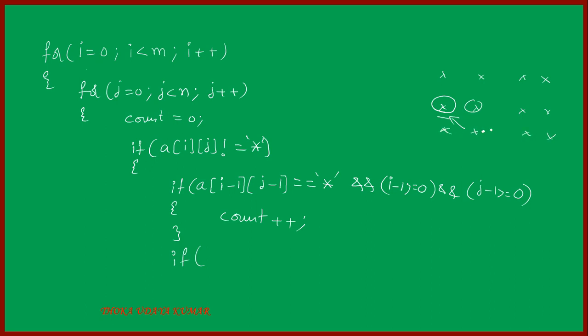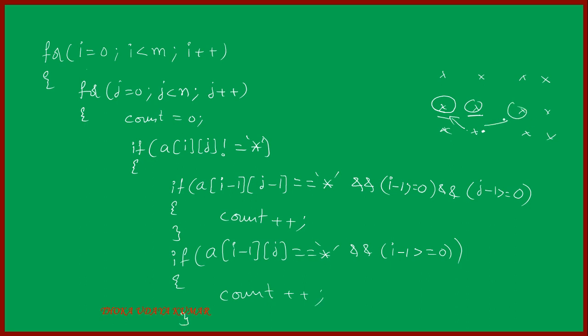Now let us do it for this element when we are here. Let us check for i minus 1, and j remains the same. So if A of i minus 1 and j is equal to star, and we have to check i minus 1 is greater than or equal to 0, then again increment the count, count plus plus.